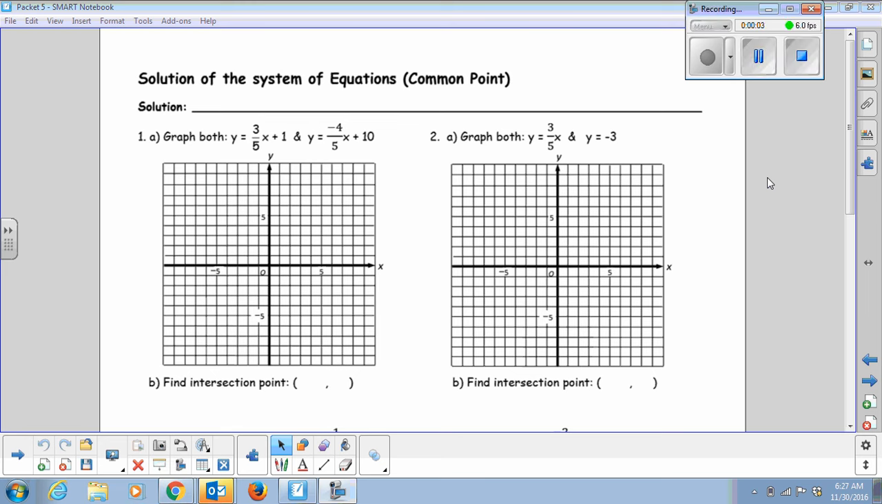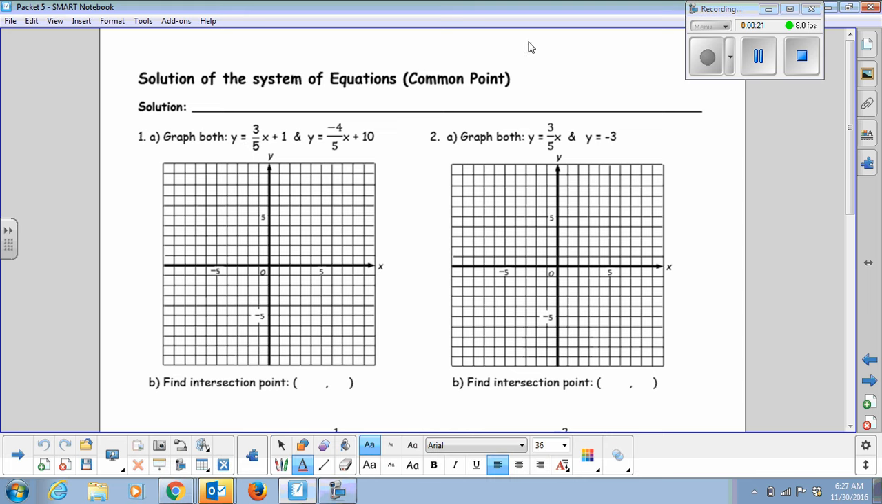Alright, so today we're going to be on page 16, going over the solution to the system of equations. These are a little bit different from inequalities because instead of having to do the shading and the dotted line, you just have one line. So in this case, our solution is where our lines cross.